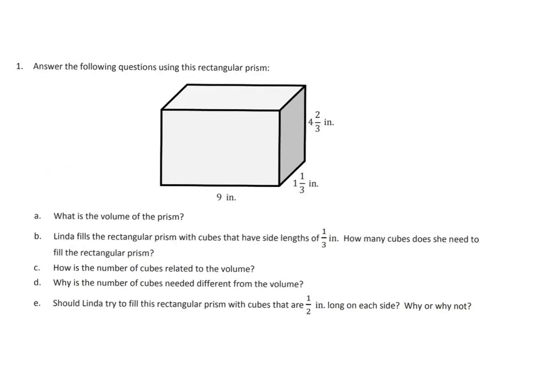So this is question 1. Answer the following question using this rectangular prism. Question A is, what is the volume of the prism? We could figure this out by using length times width times height. So our problem would be 9 times 1 1/3 times 4 2/3, which would be 56 inches cubed, because volume is a 3-dimensional product, so it needs to be cubed.